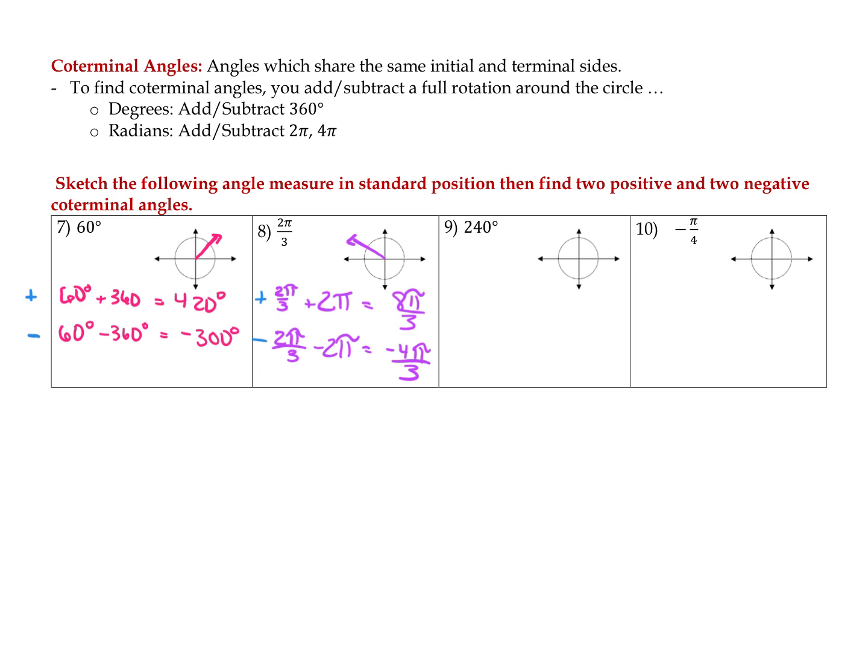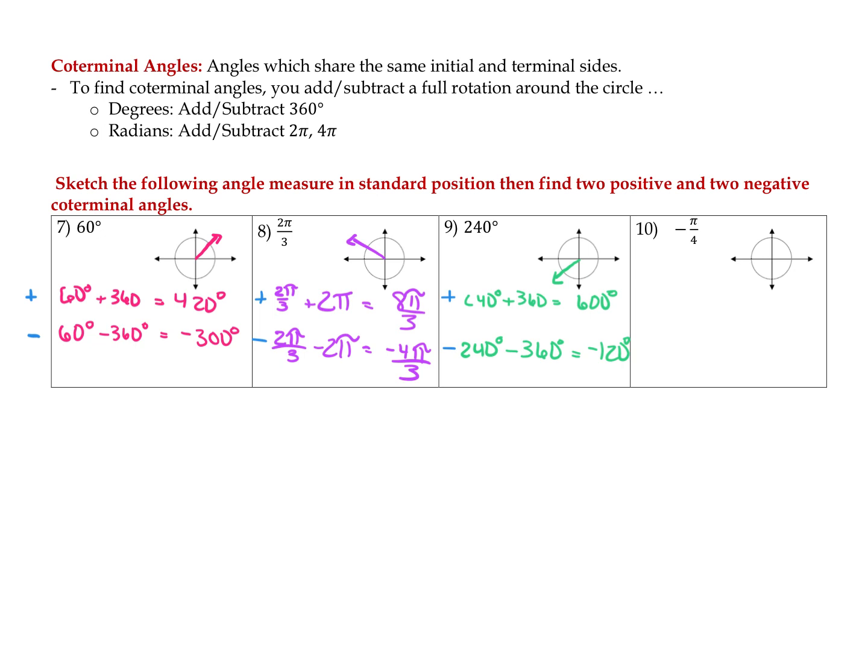Okay, the next one, we're going to do positive and negative. And so the next one is 240 degrees. So 240 puts me in quadrant 3. So I'm going to take my 240 degrees, add 360 and get 600 degrees. Or I'm going to take my 240 degrees, subtract 360 degrees, and I'm going to get a negative 120 degrees.